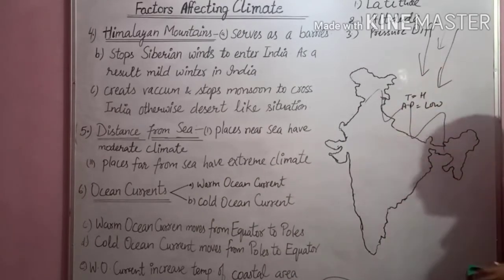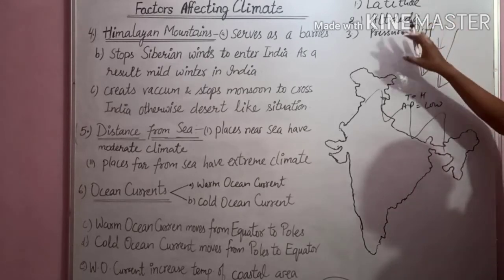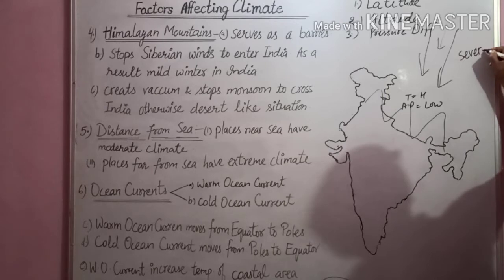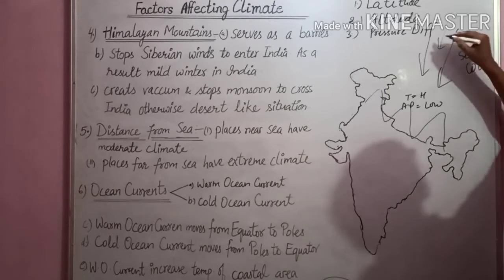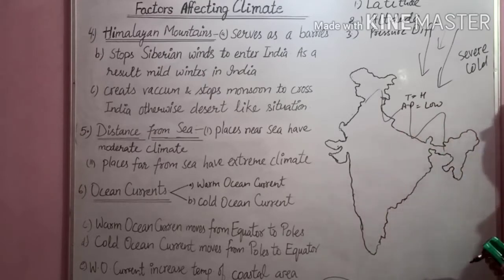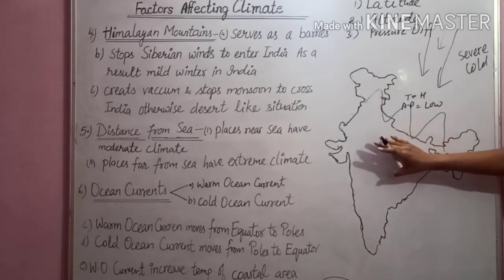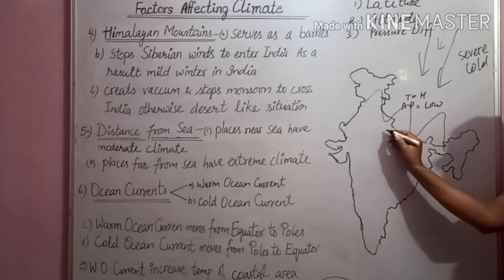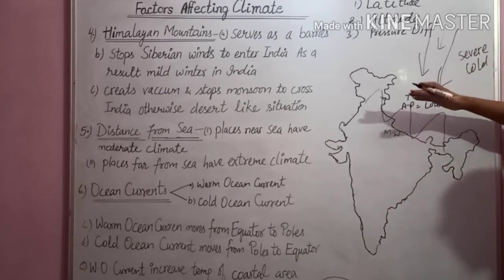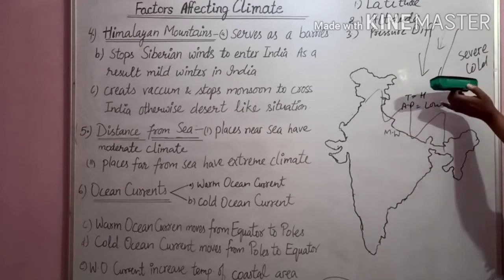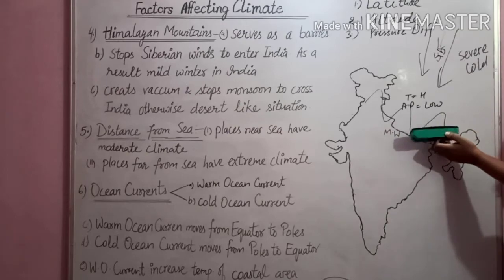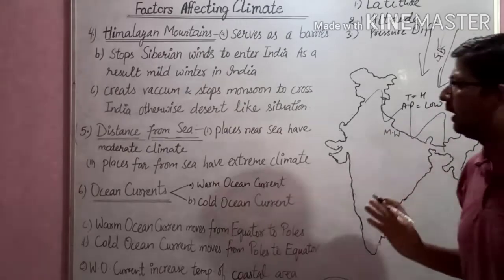to enter India. As a result, where the central part of Asia has severe cold in the winter season, there is severe cold over there. But in the Indian landmass, these cold weather conditions are moderate. So here we have a moderate winter, due to the existence of Himalayas, which stop these Siberian winds from entering India. So this is one impact of Himalayas.